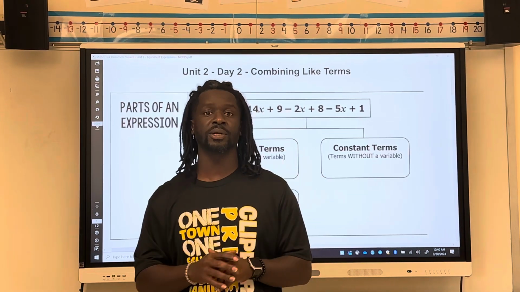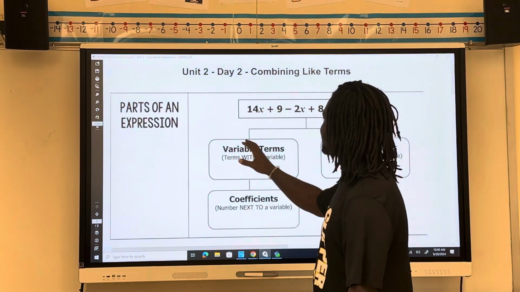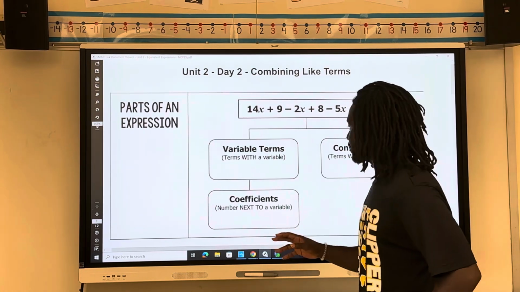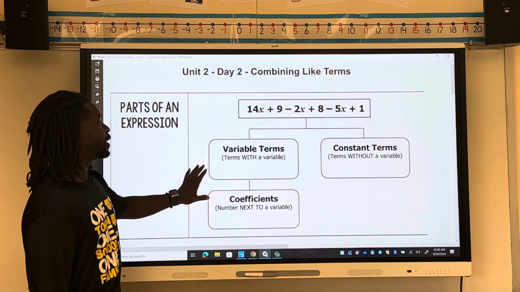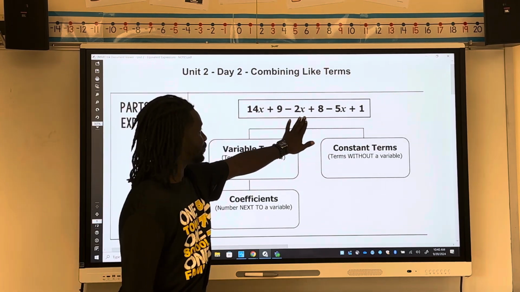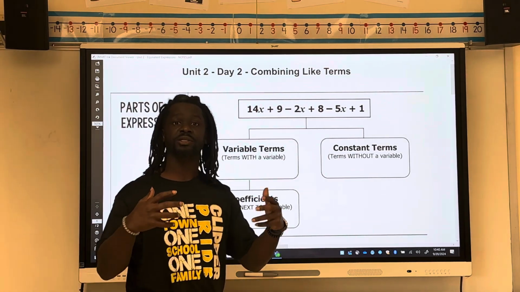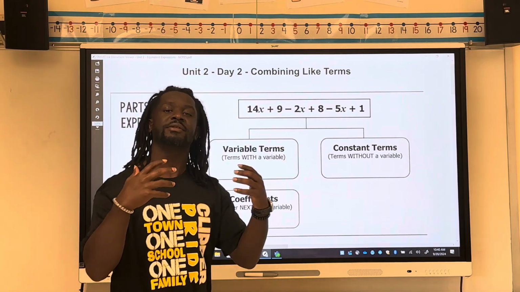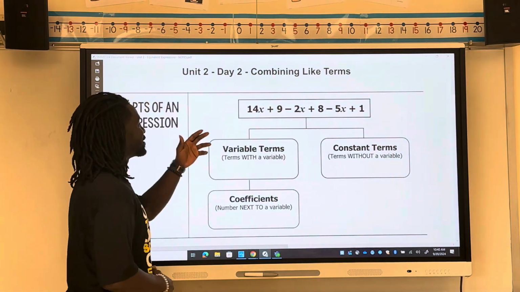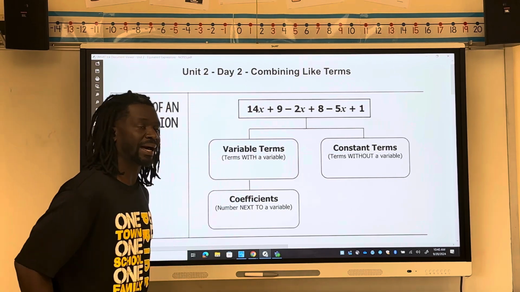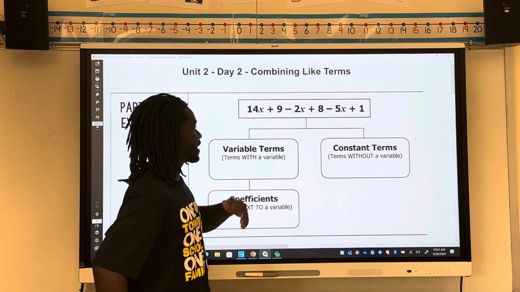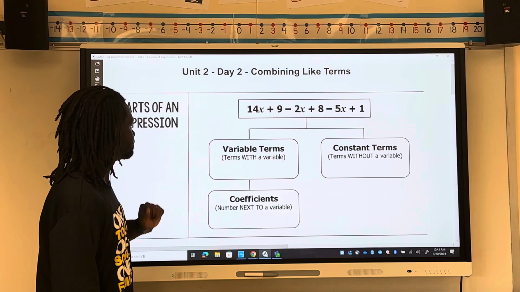To get started, I first want to talk about the different parts of an expression. Each part of an expression is what is called a term. Say that with me: term. A term is each part, and each term is separated by an addition sign or a subtraction sign.